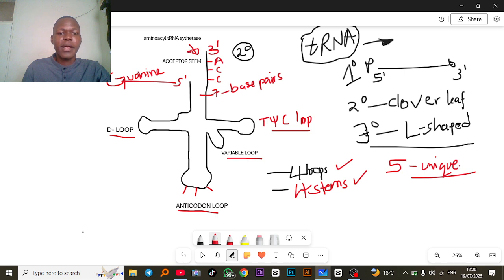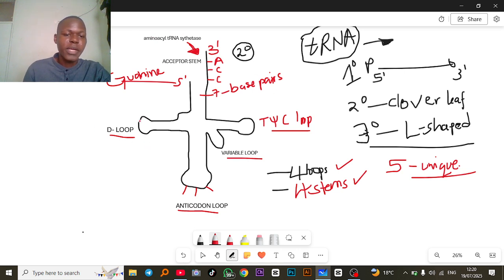Also take note that there are about 20 tRNA synthetases because each is specific for a given amino acid. However, as I said, in some organisms, this tRNA synthetase is not specific to one, but can identify more than one. So you can have fewer synthetases.